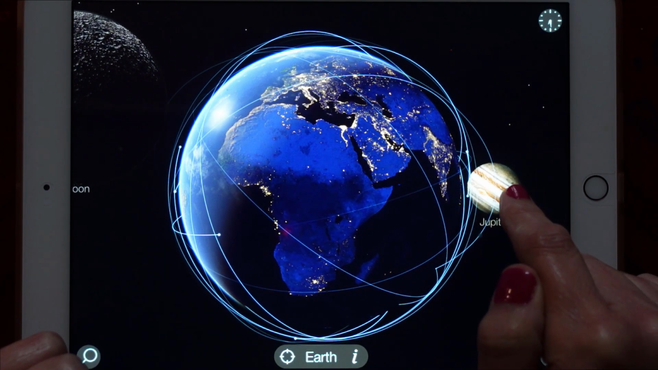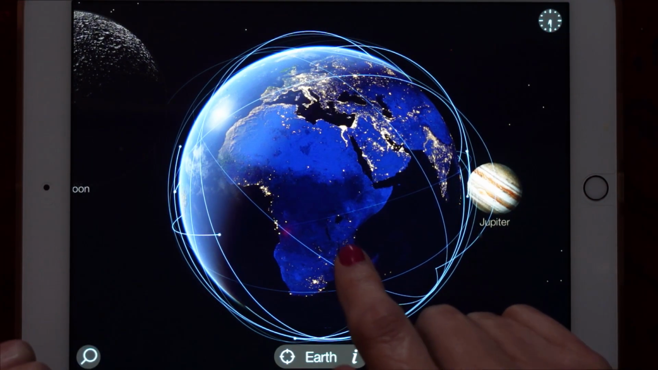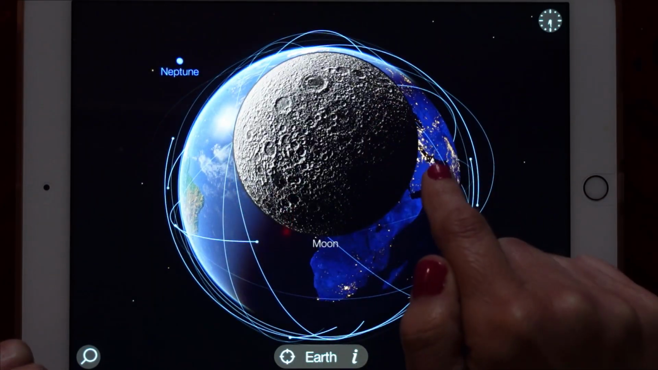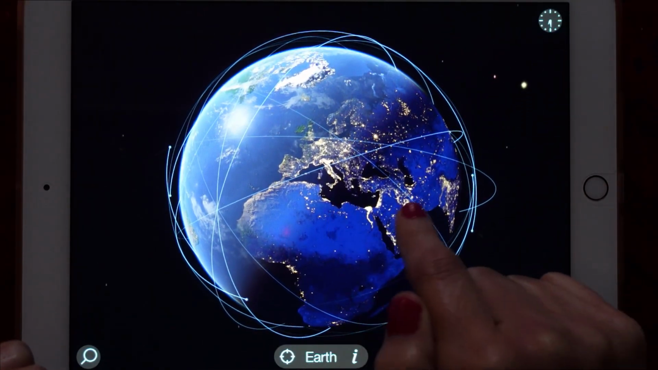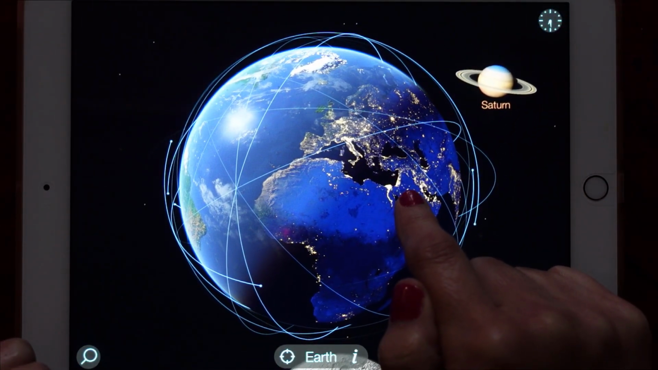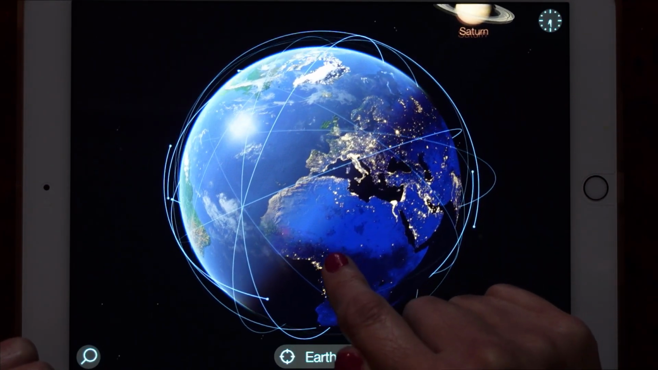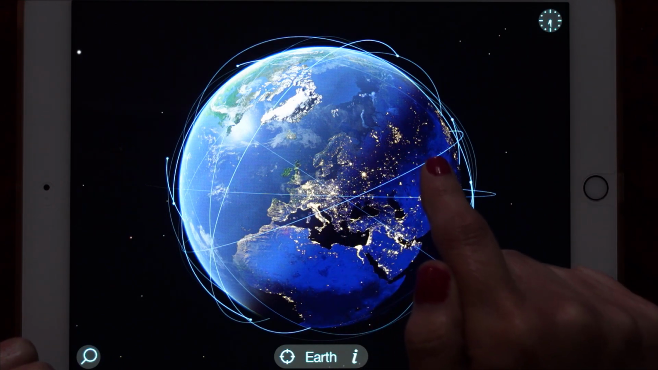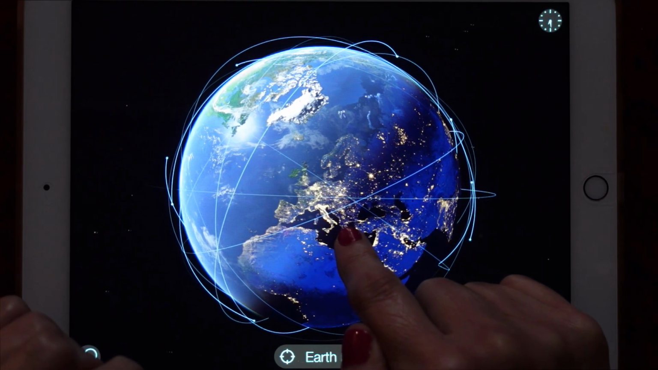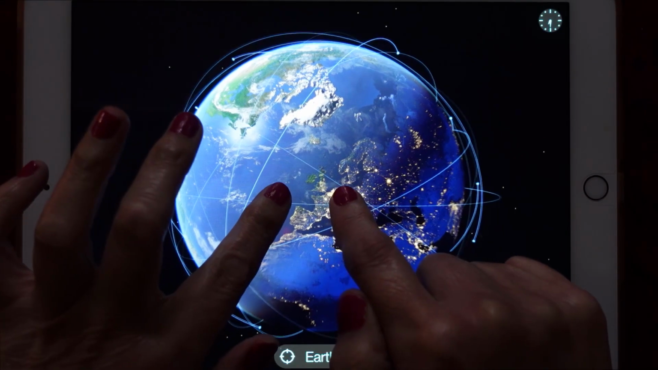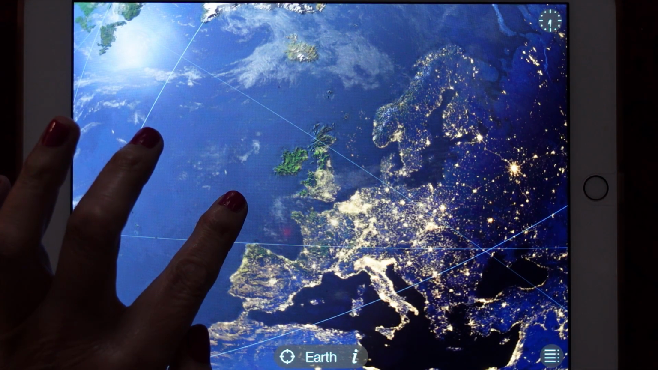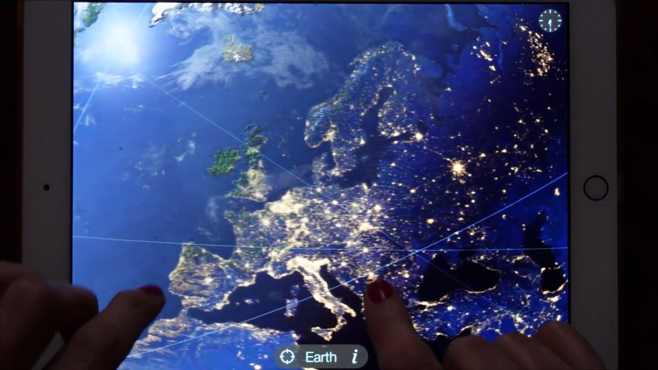We can see Jupiter in the back, and here is the moon. Here is the moon passing by. And there is Saturn in the back. Now, here is Europe, Russia. Here is the United Kingdom and Ireland. Just there. Italy, Spain and Portugal.